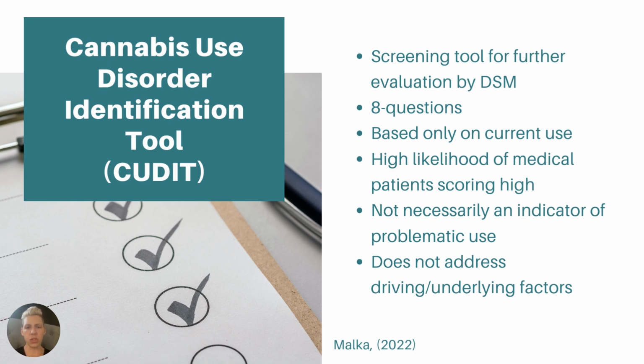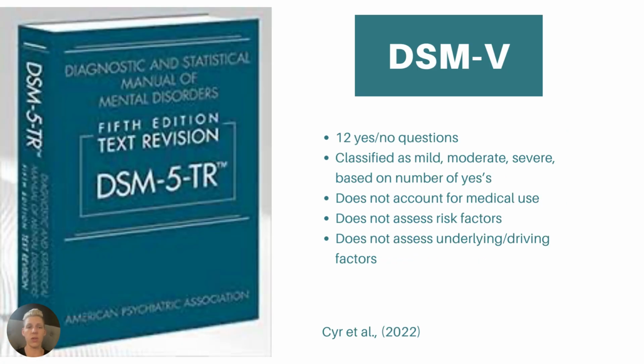If they get a certain score on this tool, then they're oftentimes referred out for diagnosis of the actual cannabis use disorder. So, this is a DSM diagnosis. This has 12 yes or no questions. Depending on how many they answer yes to, it can be classified as mild, moderate, or severe. And this also does not account for medical use. It does not assess any risk factors or any underlying and driving factors behind the use.